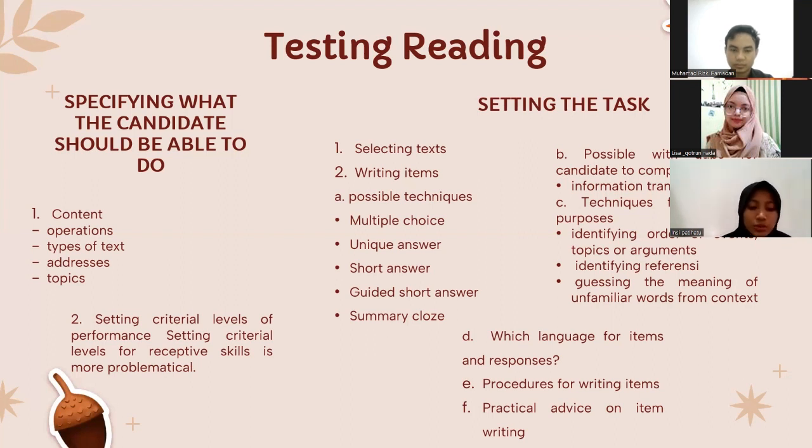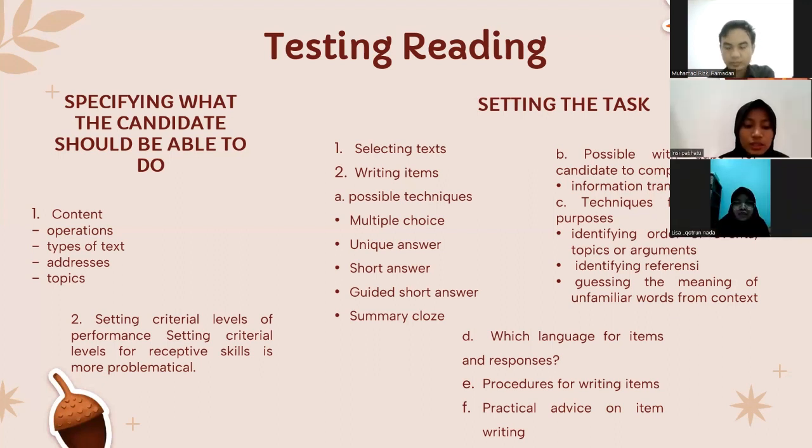A reading passage is summarized by the tester, and then gaps are left in the summary for completion by the candidates. The second one of writing items is possible with gaps for the candidate to complete. From that, just one point is about information transfer. One way of minimizing demands on candidates' writing ability is to require them to show successful completion of a reading task by supplying simple information in a table.